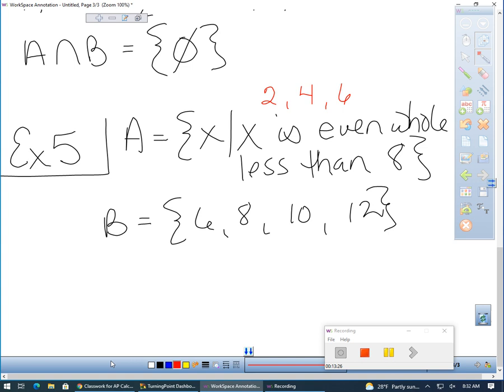In the first one, what I said was numbers that are even whole less than 8, which means even, we know they have to be divisible by 2. Whole numbers, they have to be positive counting numbers, right? And less than 8. Will I include 8? No, because it says less than 8, right? So really, this set is just 2, 4, and 6.